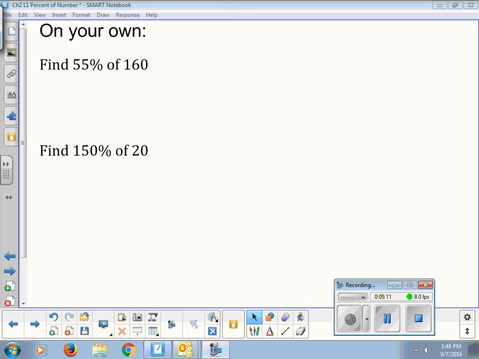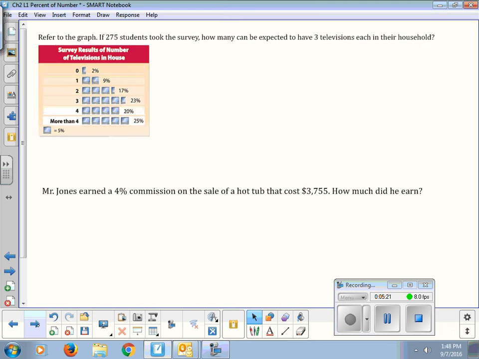Okay, so go ahead and try the on your own examples. We have two where we are finding the percents of numbers. You can change your percent to a fraction or to a decimal. We have one that has to refer to the graph and one with a 4% commission. We are finding the percent of a number, which means we are multiplying.